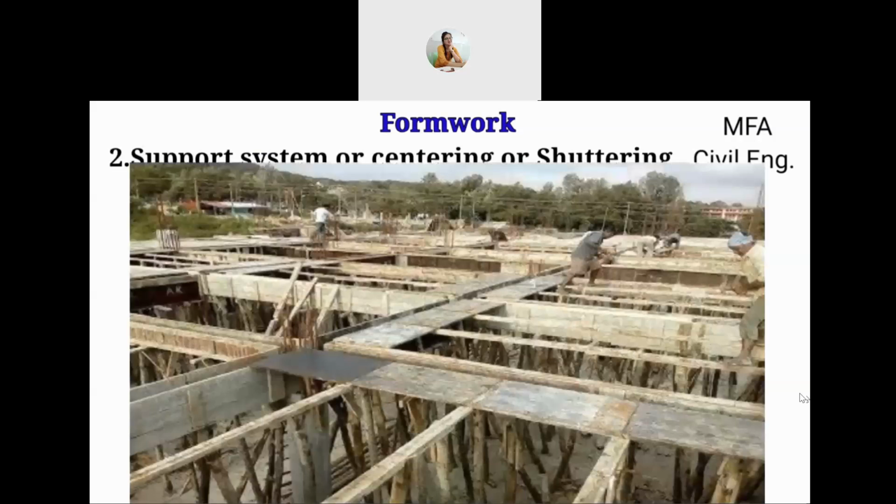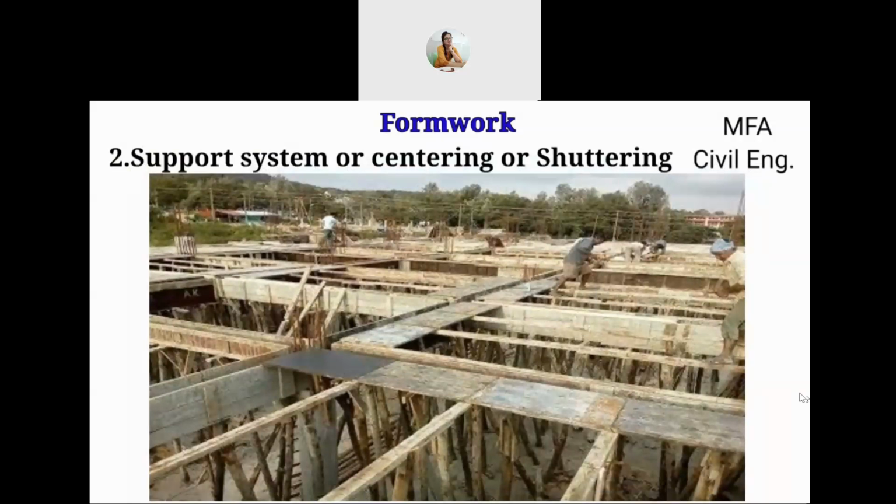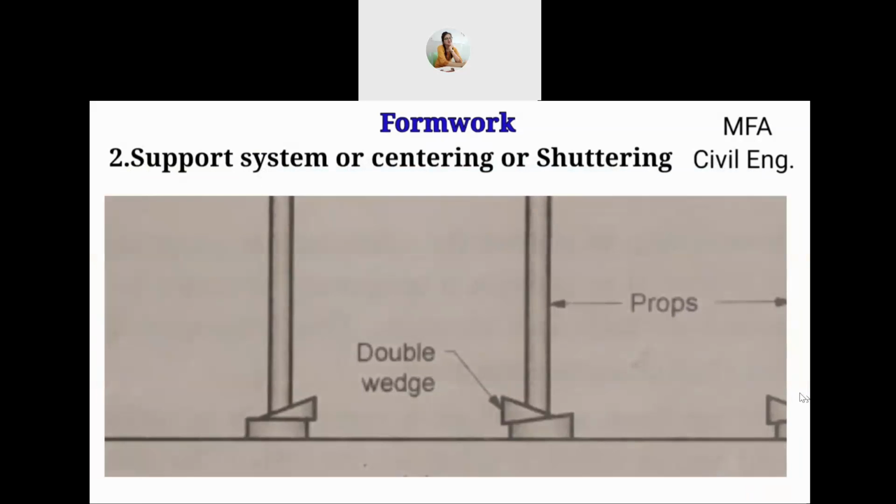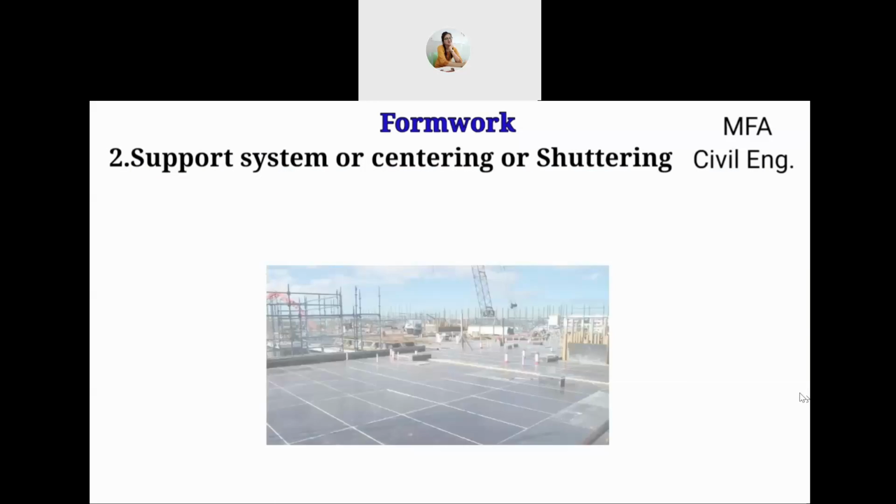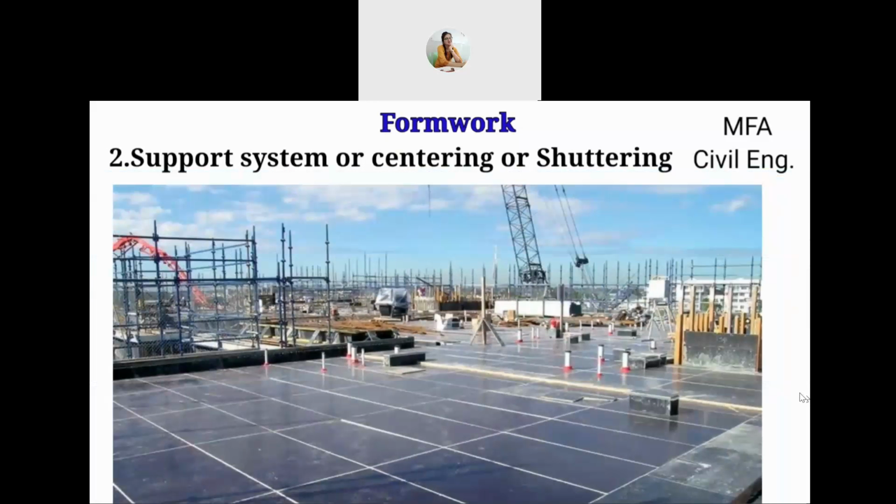For a large slab, the formwork is supported on timber poles with a double wedge arrangement at the lower end, so that the individual poles can be lowered or raised by hammering the wedges, and the entire plank support of the slab can be leveled and made horizontal.